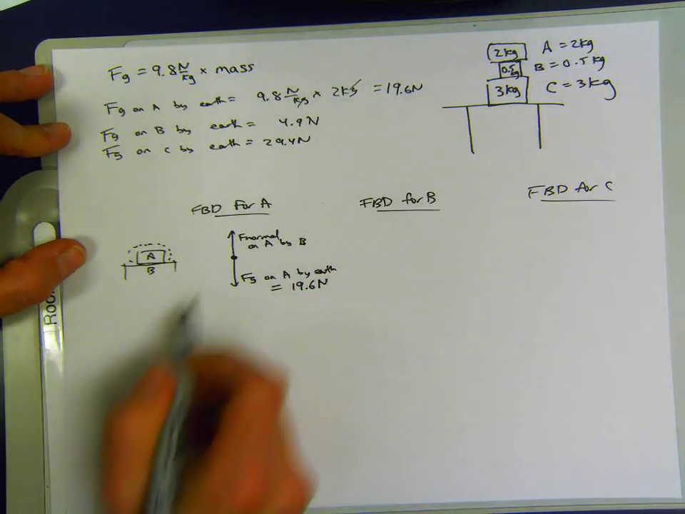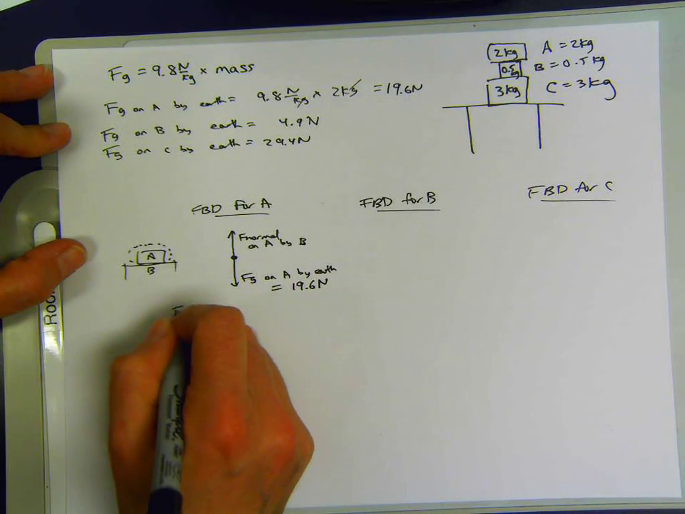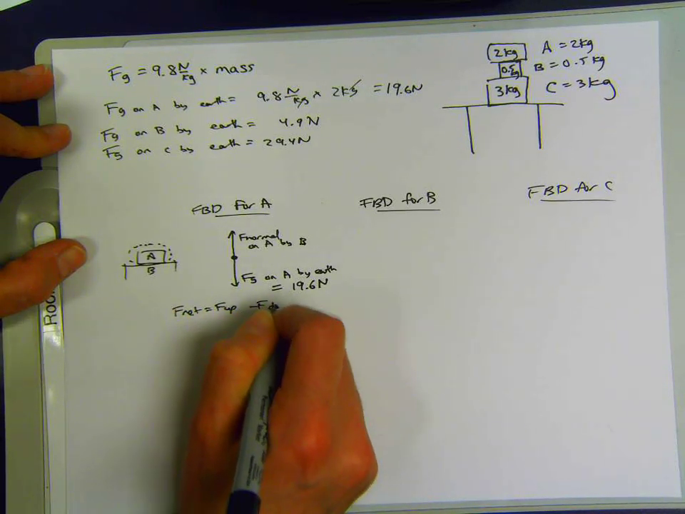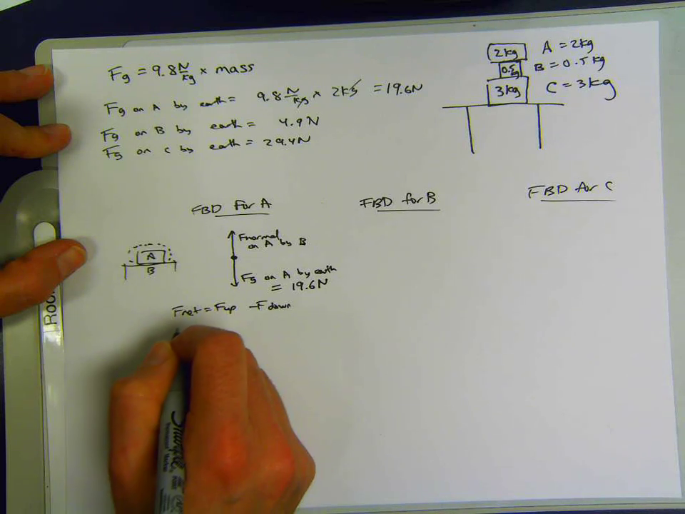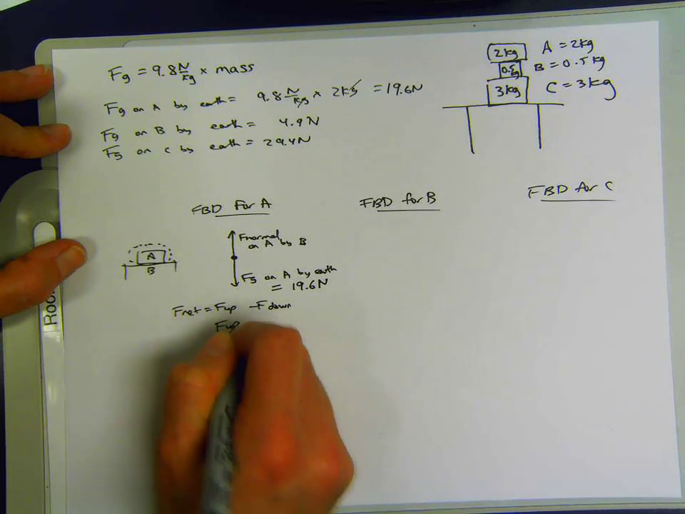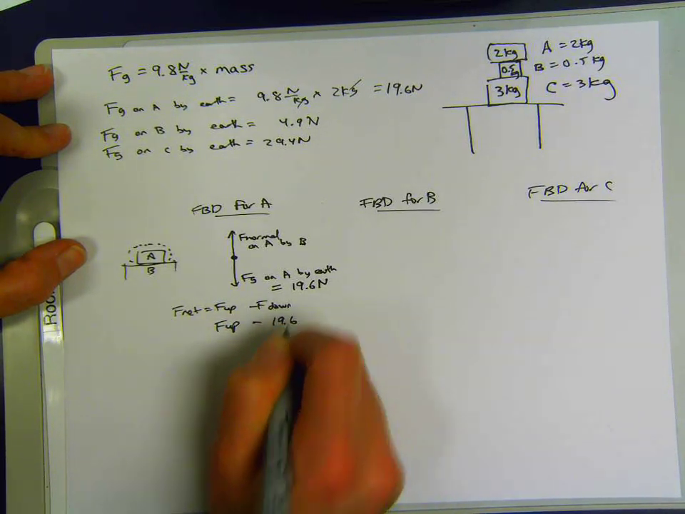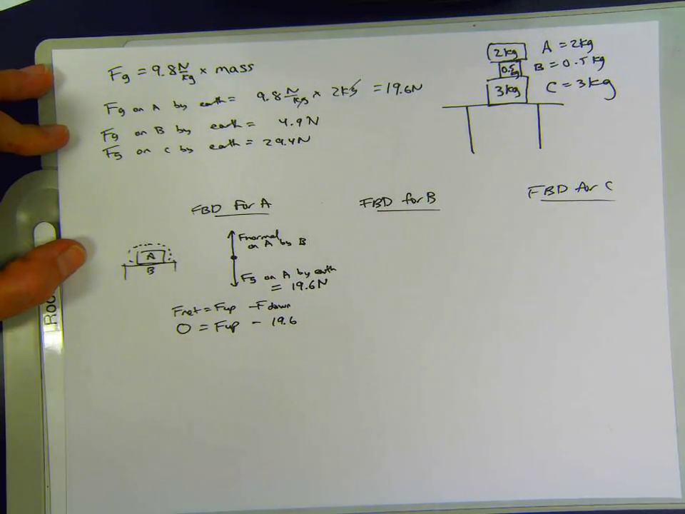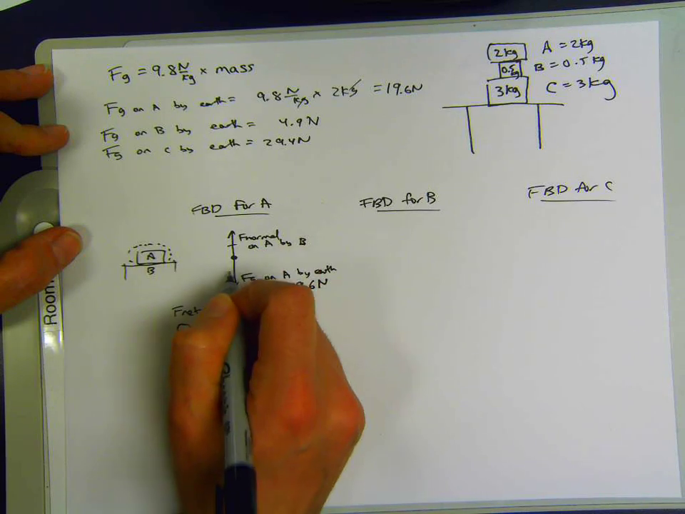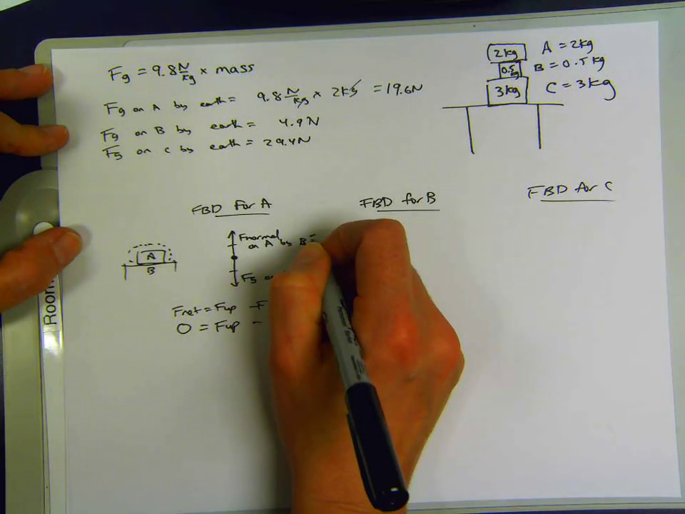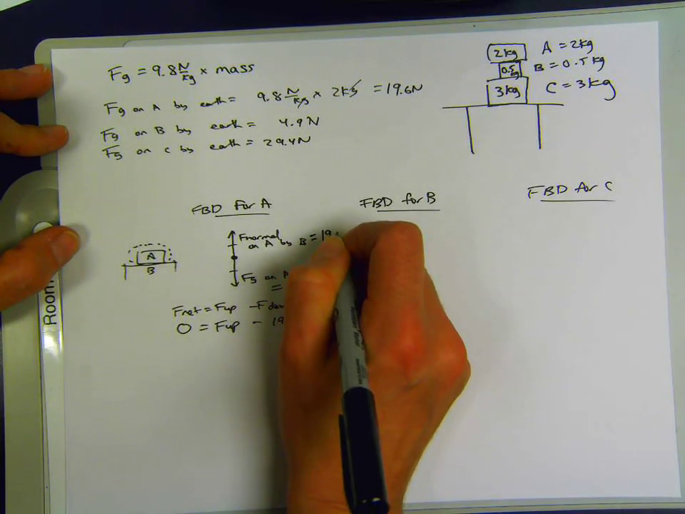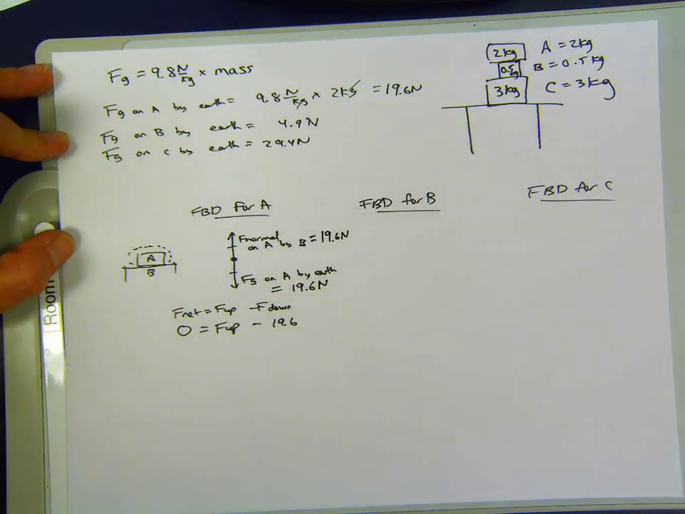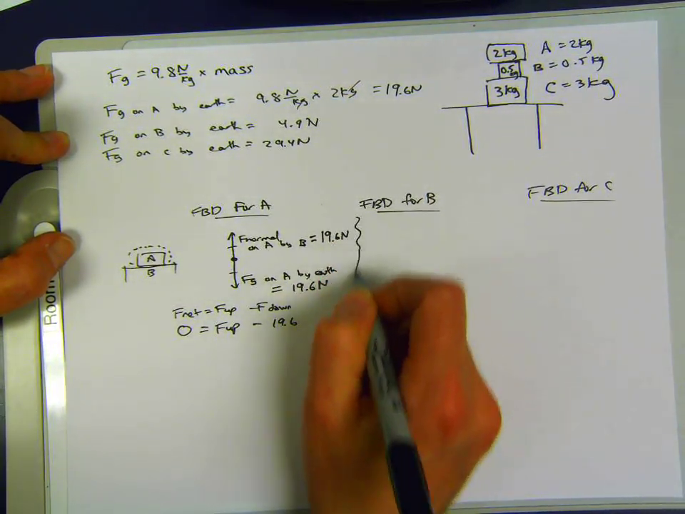Since it's not accelerating, we can say the forces are balanced. We can say F net is the up force minus the down force and sub in. I don't know my up force, but I do know my down force, and my unbalanced force, since it's not accelerating, must be 0. There's no unbalanced force. Or you can just look at it and realize the force normal on A by B must be 19.6. So we're set with A. We know the normal force on A by B. Now we're going to come around to box B.